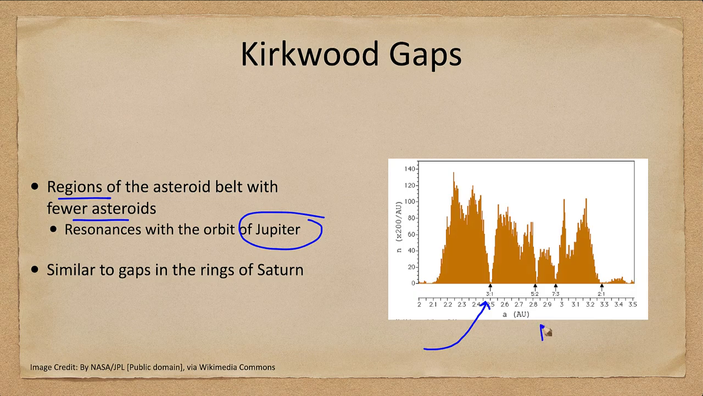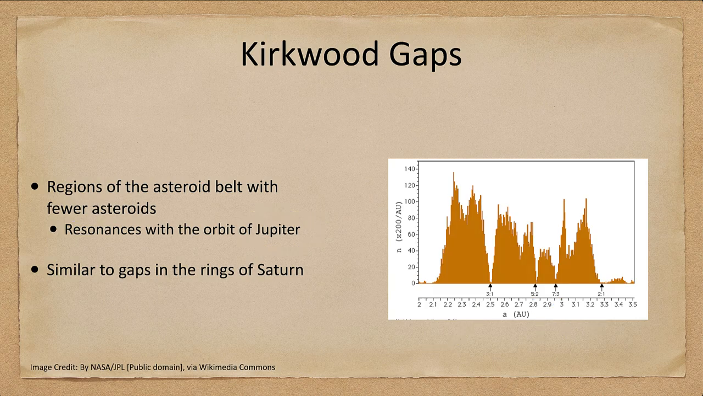We also see resonances of 5-to-2, 7-to-3, and 2-to-1 here. And there's more detail here. We're not going into all of the detail, but those are gaps. Those are areas within the orbits where an asteroid orbiting there would constantly feel an extra tug from Jupiter because of that resonance, and they would slowly clear out that region over billions of years.